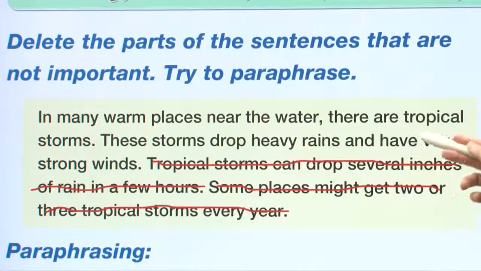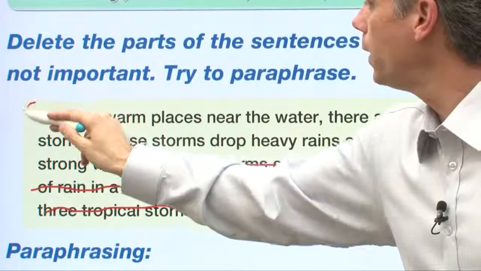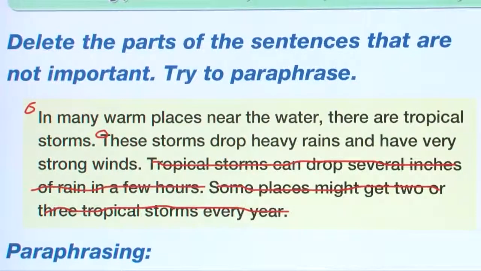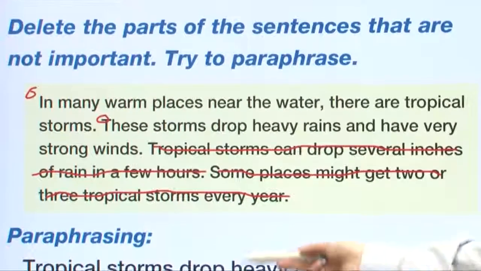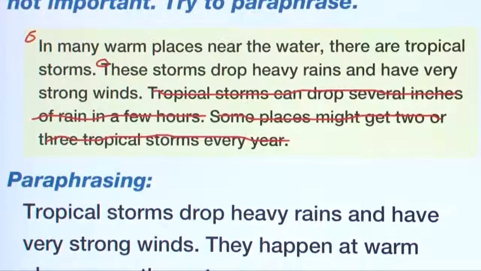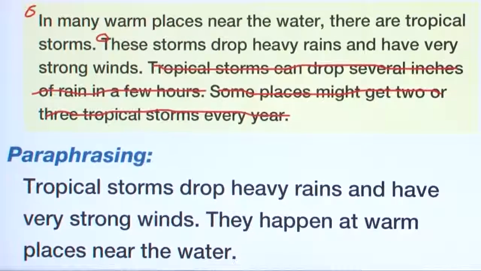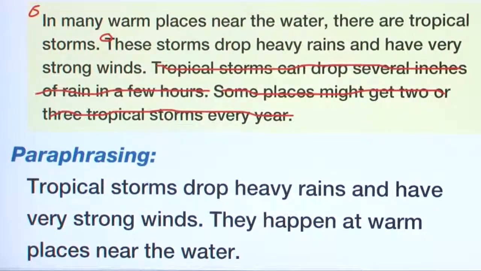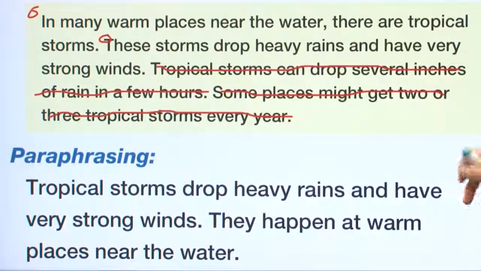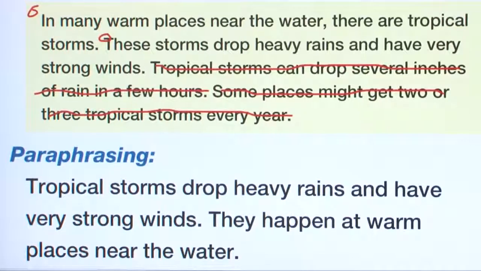So what I've done is sentence number 1 here and this one here, and I put them together or I mix them. And there, paraphrasing, these are my words. Tropical storms drop heavy rains and have very strong winds. That's the same, that's okay. And they happen at warm places near the water. There, that's finished. And it's almost the same as the paragraph above. That is paraphrasing, but I changed it a little to my words.